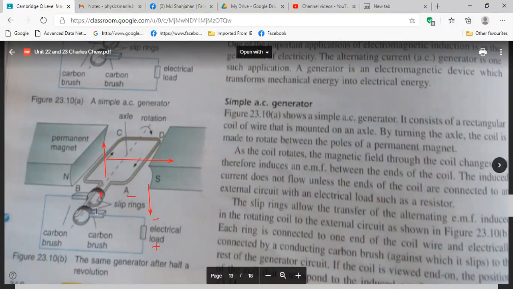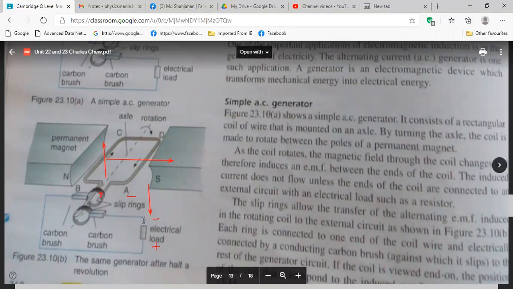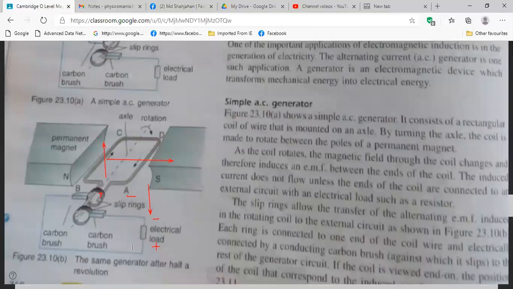Yes, sir. And BC is still connected to the right side, isn't it? Yes. So the BC part will get positive now, because it's going from BC to AD, right? Look here. This upper side will then be positive, and the lower side will then be negative. Is it clear now?